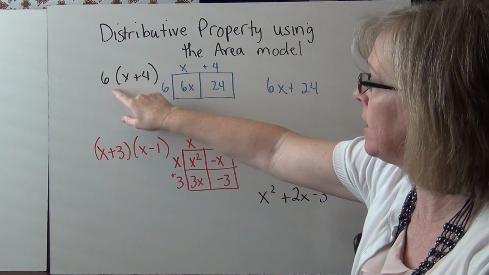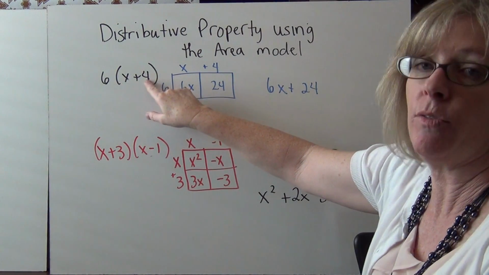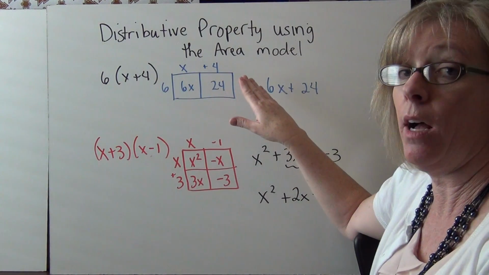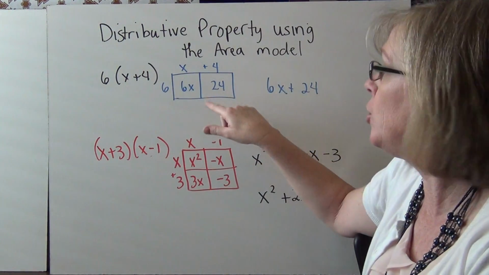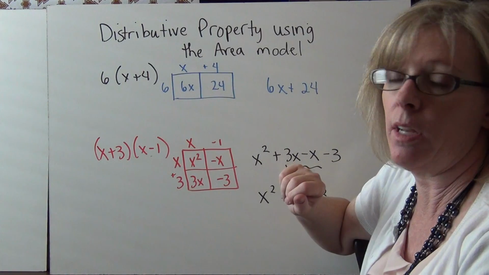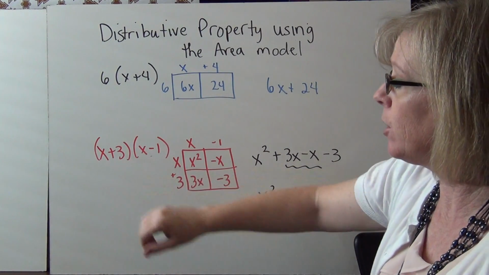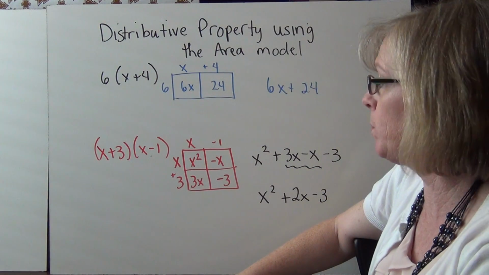Now, you probably don't need to create an area model for this. You would just go 6 times x and 6 times 4. But I want you to think about what's going on. When things get a little bit more complicated, you might want to build yourself an area model to solve some problems. Let's look at some two binomials being multiplied.